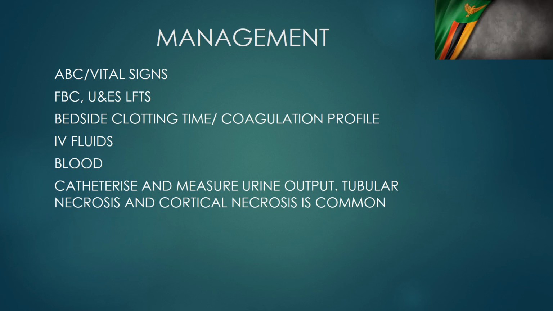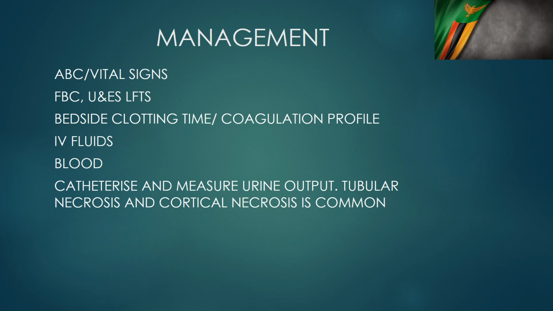We start IV fluids. IV fluids are very important in abruptio placenta patients because they end up with renal failure. Because of this hypoperfusion to the kidneys, they have acute tubular necrosis, cortical necrosis also is common. So we need to make sure we perfuse the kidneys. We give them as much fluid as possible, monitor vitals so that they don't go hypovolemic, because renal failure is quite common in patients with abruptio placenta. So it's important to see that the kidneys are properly perfused.